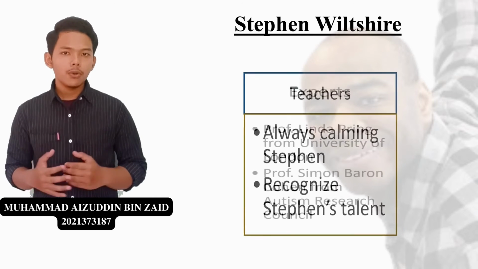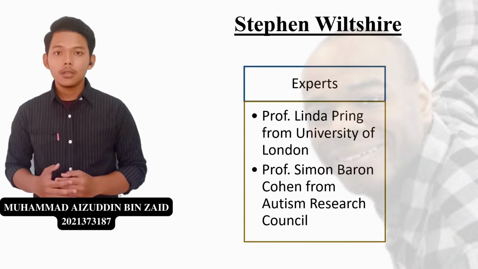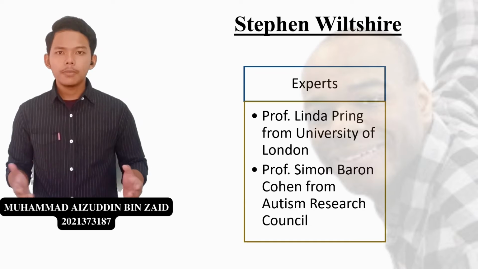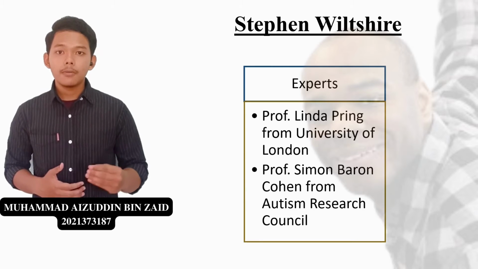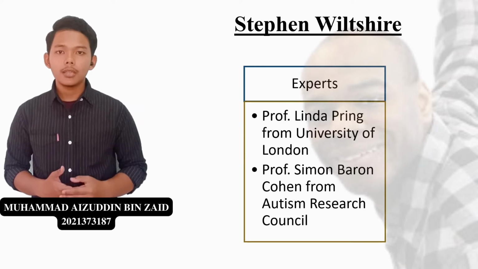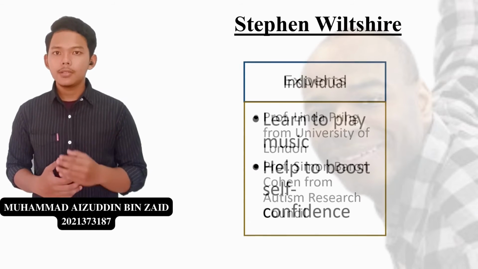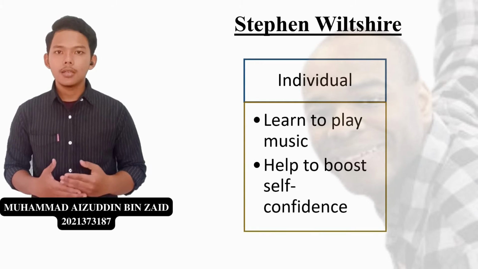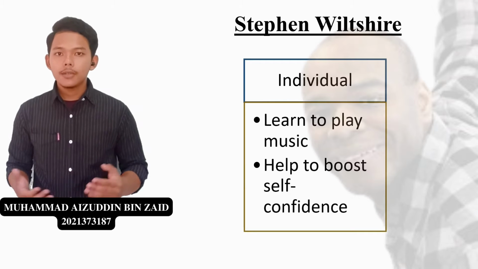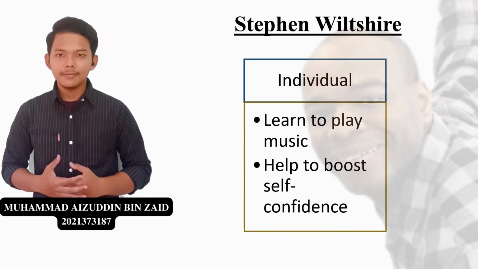Furthermore, Stephen was also helped by experts such as psychologists to explain his rare condition. For example, Professor Linda Pring from the University of London and Professor Simon Baron Cohen, director of the Autism Research Council at that time. Plus, as Stephen grew up with his career, he learned to play a musical instrument, which is the piano. Stephen said by learning piano, he can increase his confidence level.